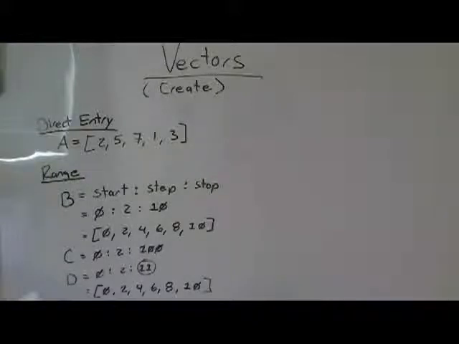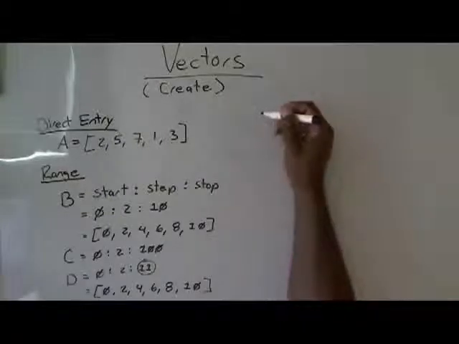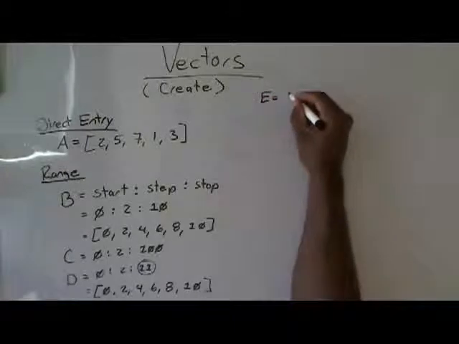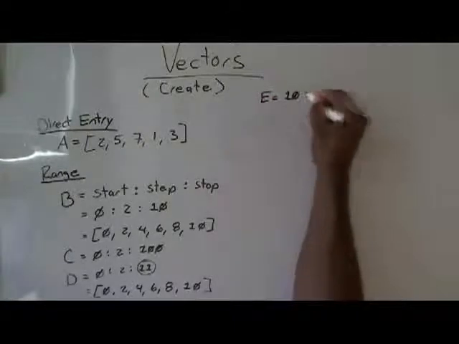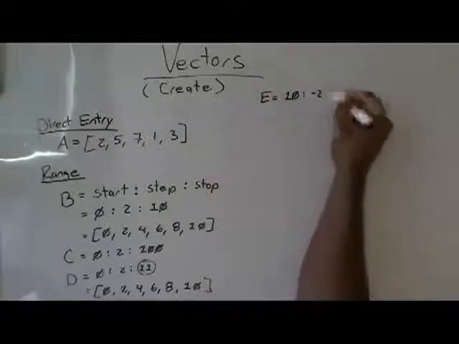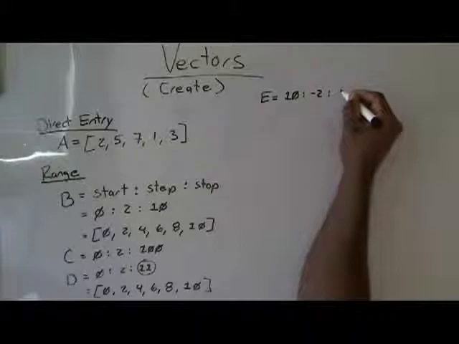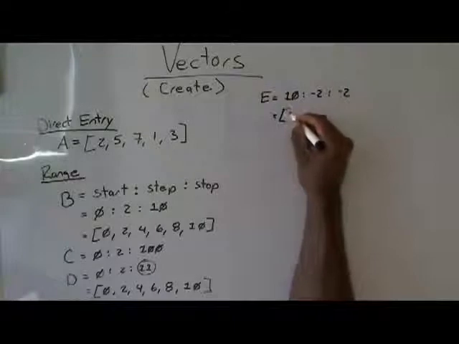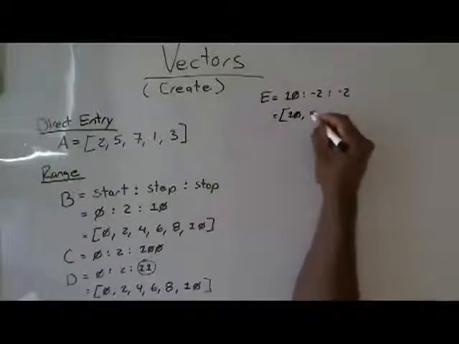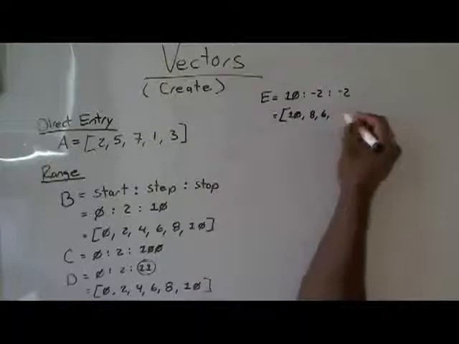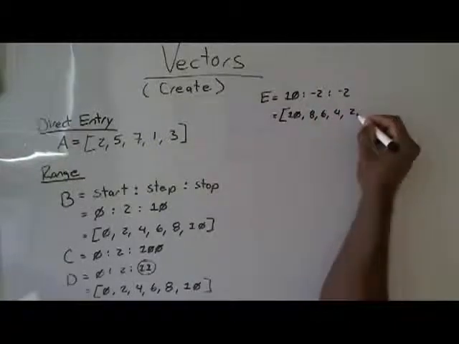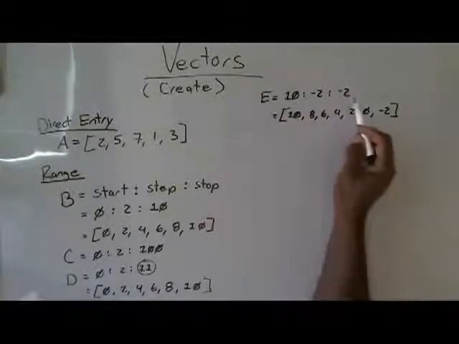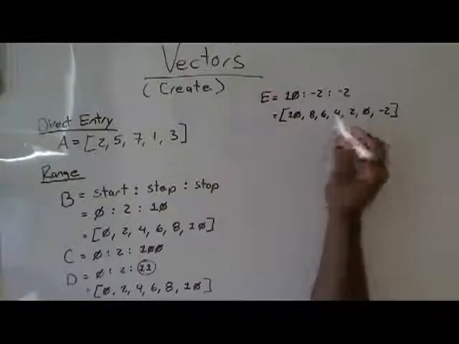You can do a lot of different things with it. Another example would be, let's say vector E equals start at 10, step -2, and end at -2. This one would be equivalent to 10, 8, 6, 4, 2, 0, -2. And so you can do a lot of interesting things here.